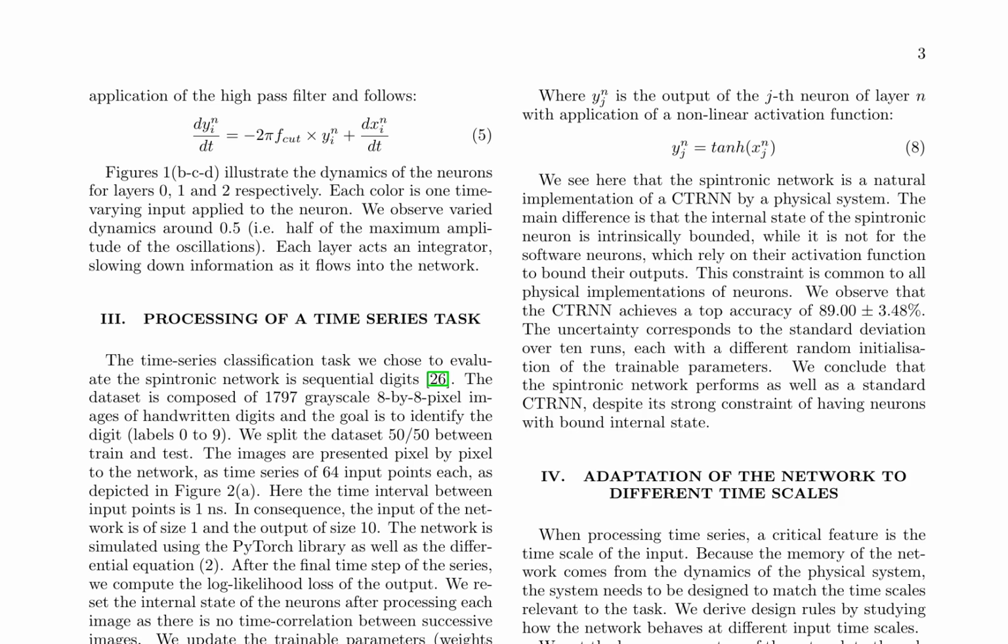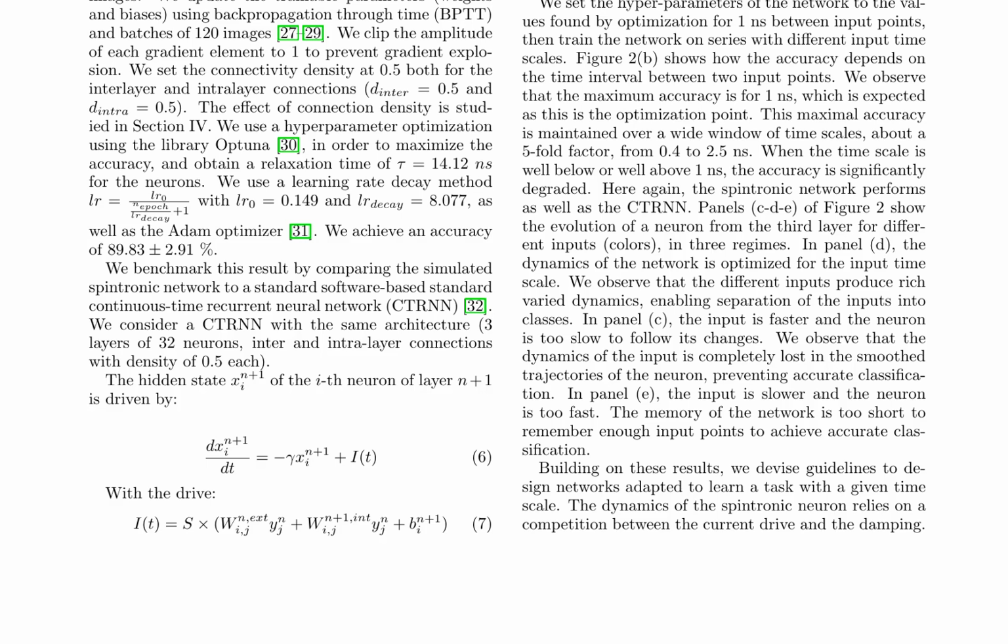The network's internal state is reset after processing each image, and the trainable parameters are updated using backpropagation through time, BPTT, and batches of 120 images. The connectivity density is set to 0.5 for both interlayer and intralayer connections. The network achieves an accuracy of 89.83 plus or minus 2.91%, comparable to a standard continuous time recurrent neural network, CTRNN, with the same architecture.